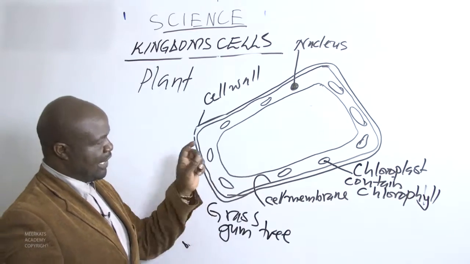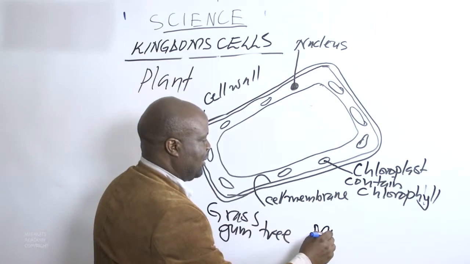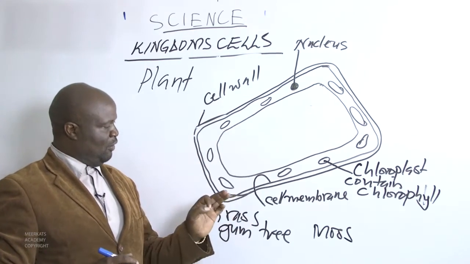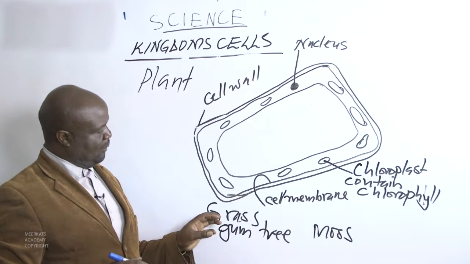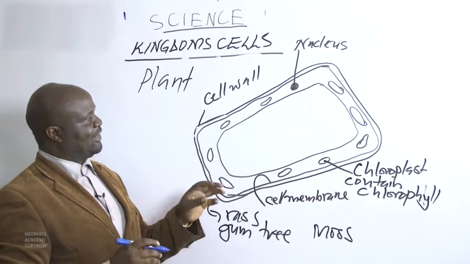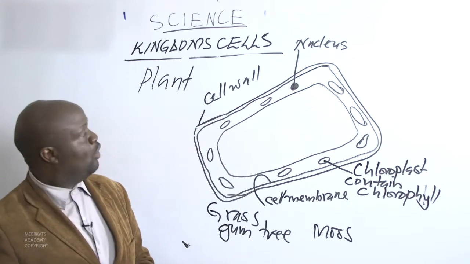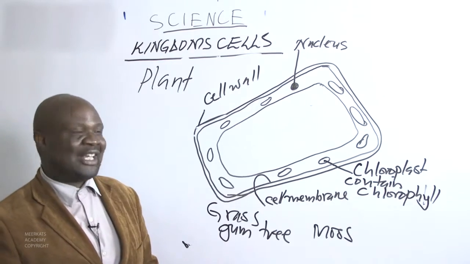The gum tree, their cells will take that particular shape. And we have another plant called the mosses. So when we observe the cells of these particular plants, their cells will take that structure. Now we are through with the cells in the plant kingdom.